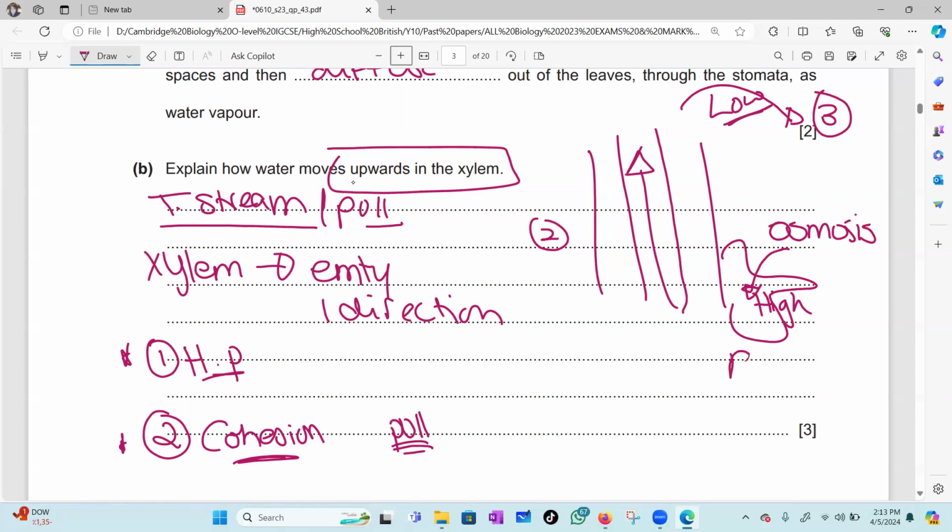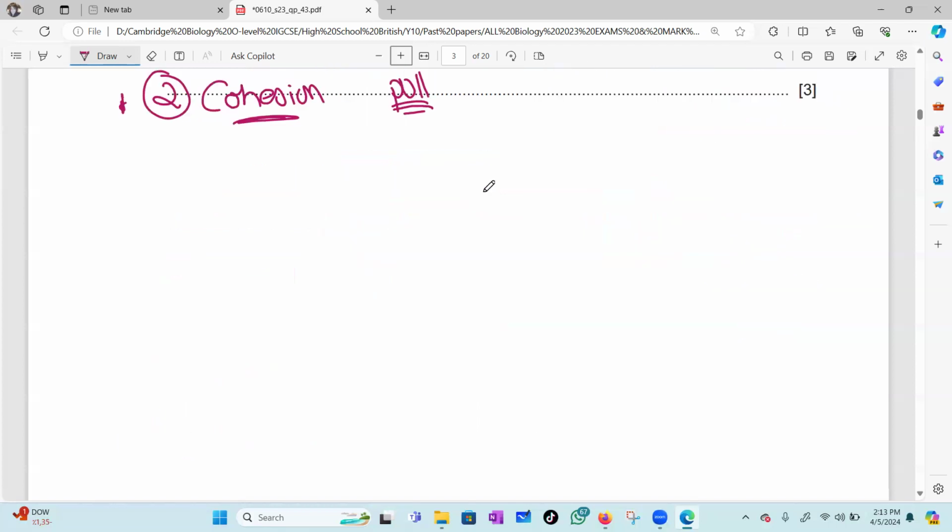Into the root hair cell by osmosis, up the xylem by the transpiration pull, forces of cohesion and changes in hydrostatic pressure, and out of the xylem into the leaf by osmosis, and out of the leaf by transpiration.